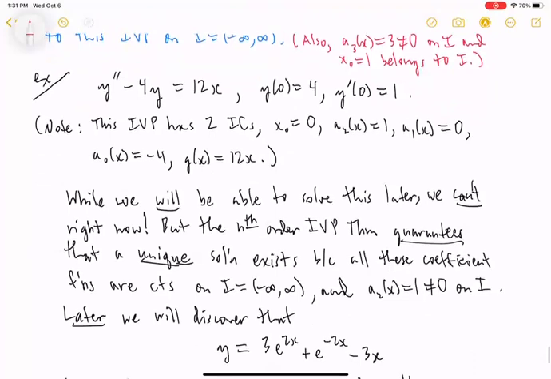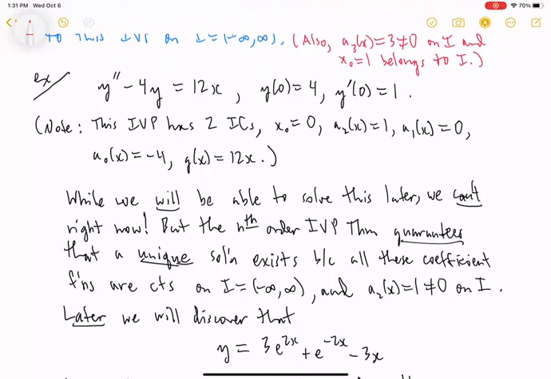And by the way, later, we will actually discover that the solution is this. Now, you wouldn't just stare at that thing and say, oh, obviously, y equal to 3e to the 2x plus e to the -2x minus 3x. That's obviously the solution to this differential equation, yeah? But later on, we will actually be able to predict what the form of the solution has to be, and we will actually be able to come up with that on our own.